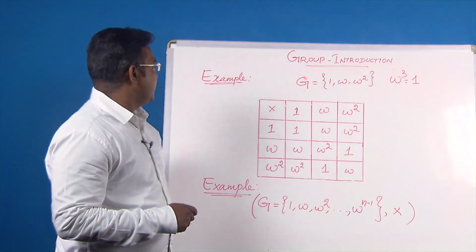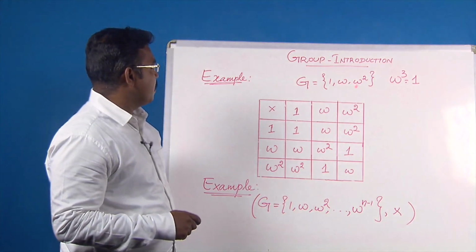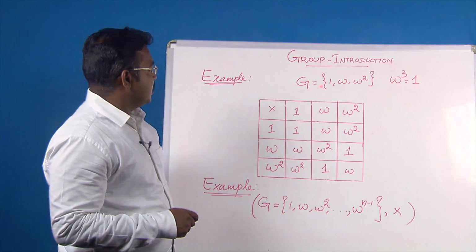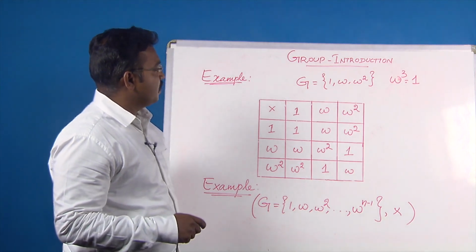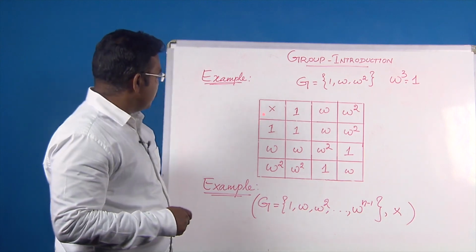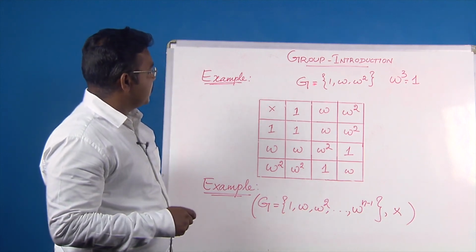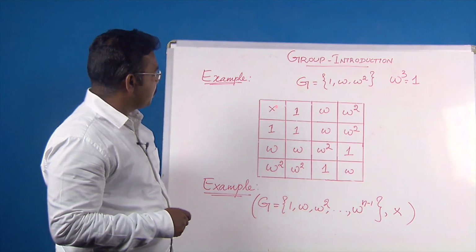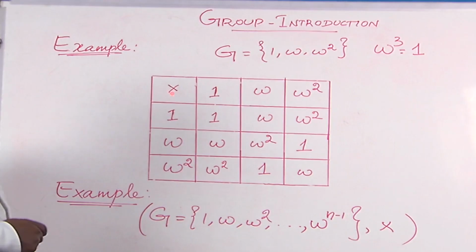So, we take the set G equal to {1, omega, omega square}, which are nothing but the cubic roots of unity. Therefore, omega power 3 equals 1, and the operation is the product here. Now we are going to check whether this set together with the operation product forms a group or not by using the Cayley table.